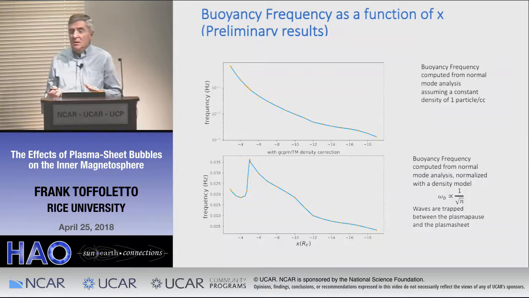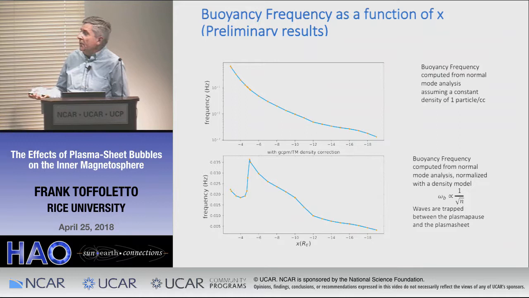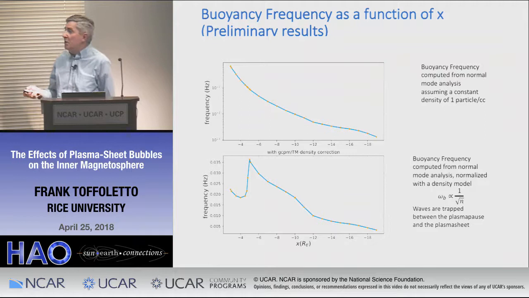If we add a plasmasphere model where the density gets much larger near the Earth, you find that the buoyancy frequency then actually drops, and you end up with a region between about 2 RE and about 10 RE where the buoyancy frequency increases and drops. And this we predict is a region where waves will be trapped between the plasmasphere bound, or the plasmapause, and the outer plasma sheet. They'll basically oscillate back and forth between that region defined by this background magnetic field.